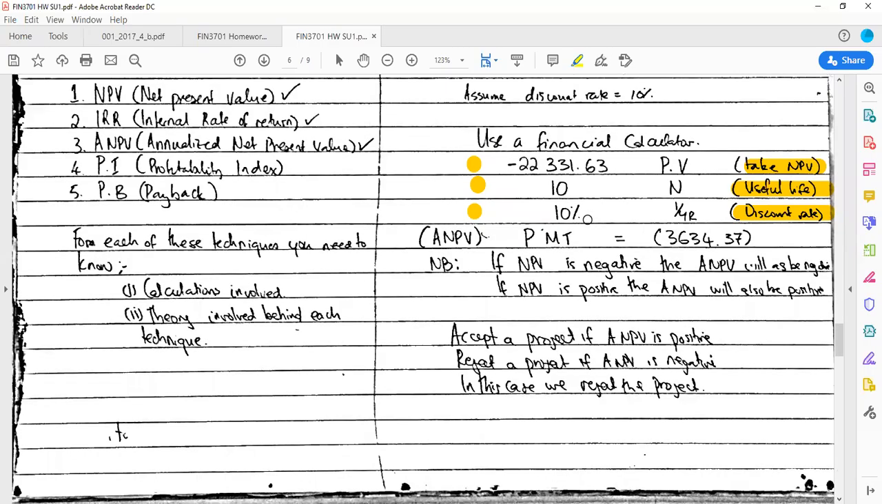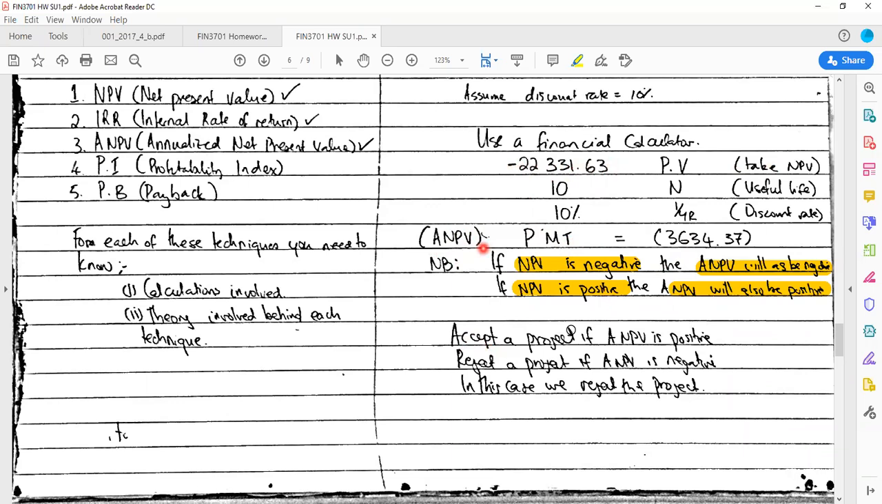In this case, there's something important you need to note. If your NPV is negative, it means that the annualized net present value will also be negative, right? And if your NPV is positive, it means that the annualized net present value will also be positive. Don't be confused by the different signs that your financial calculator can give you. All you need to remember is that your annualized net present value is always the same sign as the NPV. Whatever sign you have on the NPV is the sign that you will have with the annualized net present value.